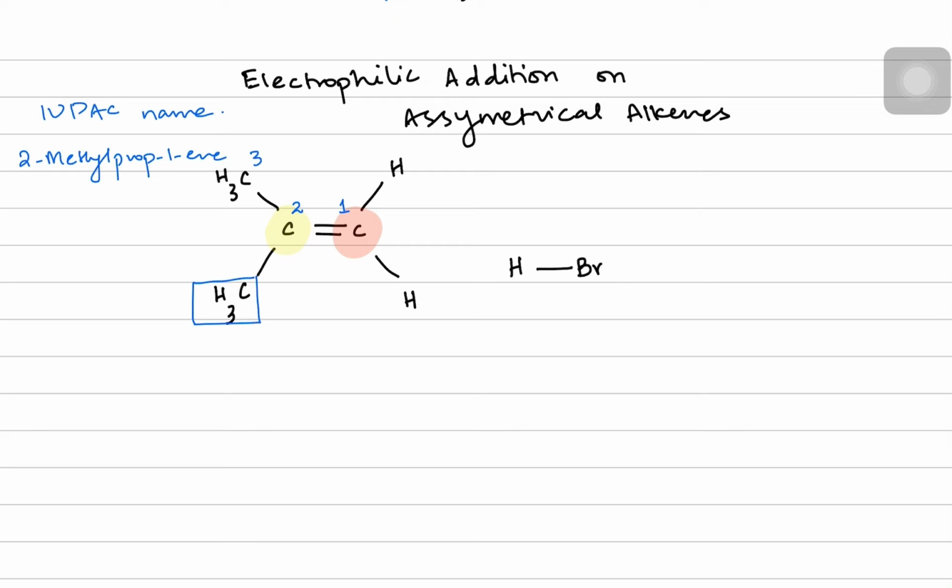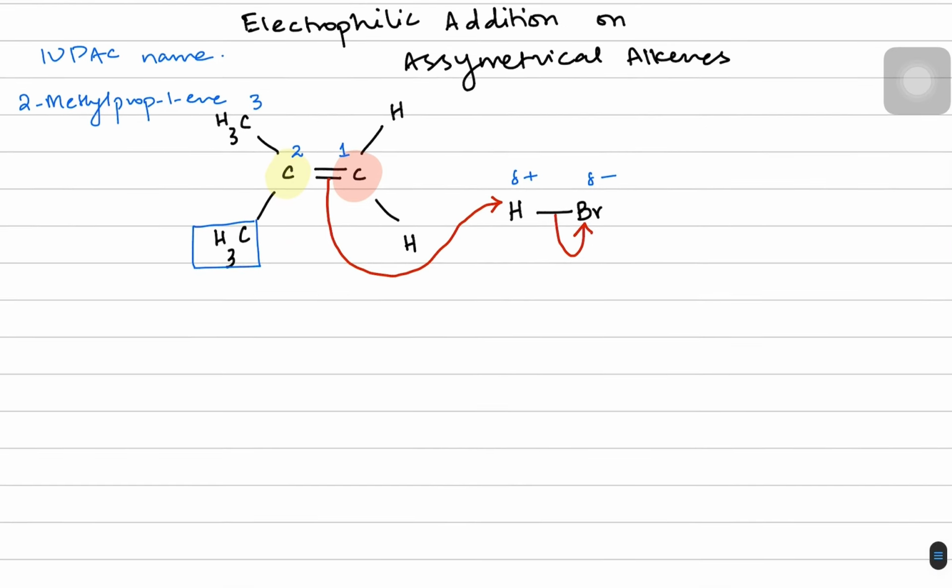Hydrogen bromide has hydrogen as the partially positive atom and bromine as the partially negative atom. Don't forget to put the partial charges. The heterolytic bond fission happens when an arrow moves from the center of the bond towards the bromine atom. This makes hydrogen an electrophile. The next arrow you should be drawing is from the center of the carbon-carbon double bond towards the hydrogen. Now, the most important thing is there are two possibilities.